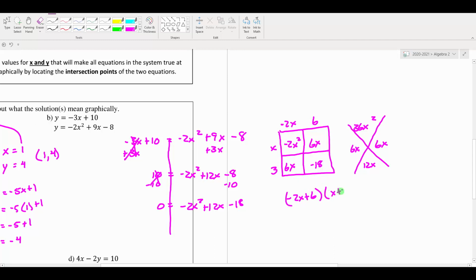And then we have x plus 3, and this is still equal to 0, right? Set equal to 0. So now I've got to take each of these, use the zero product property, and set them equal to 0. So we've got negative 2x plus 6 equals 0, and x plus 3 equals 0. And then we solve each of these quickly.